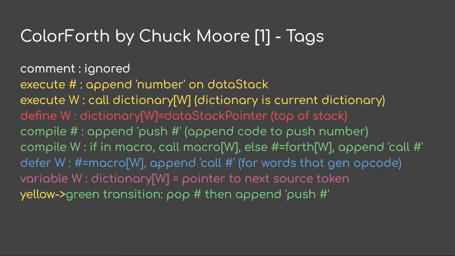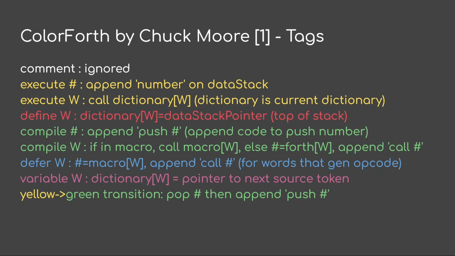If it's a red word, we're doing a definition. We're setting the word in the dictionary to the top of the stack, or a pointer to the top of the stack. If it's green, we're compiling. If it's a green number, we're appending a push number onto the stack. Effectively, we're encoding the code, the machine language that would push that number.